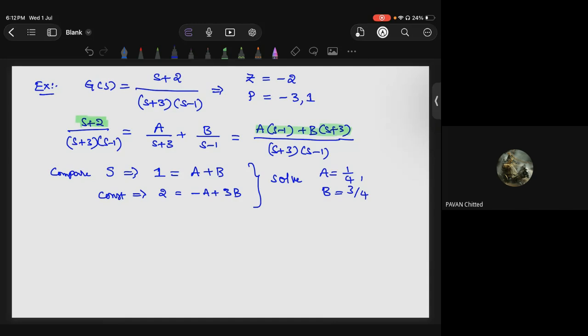Okay. Now I can write my G of S as 1/4 by S plus 3, plus 3/4 by S minus 1. Am I correct? Okay. Now tell me, what is G of T? 1/4 e to the power minus 3t, plus 3/4 e to the power plus t. Sorry, plus t.